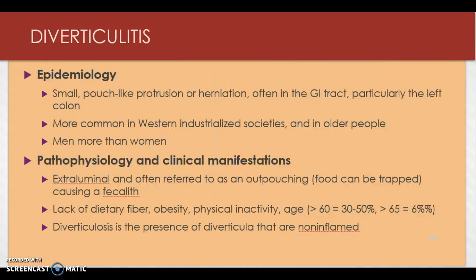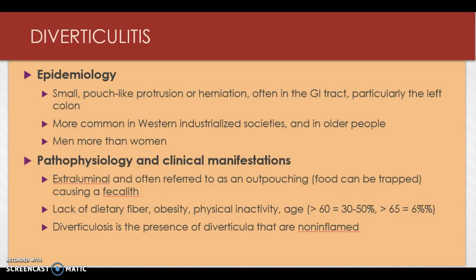So this is just a little bit of background on diverticulitis. This is a small pouch-like protrusion or herniation, often in the GI tract. You see this more in the left colon. So you think about you've got your GI tract, and you suddenly have a little small pouched-out protrusion of the intestine itself.